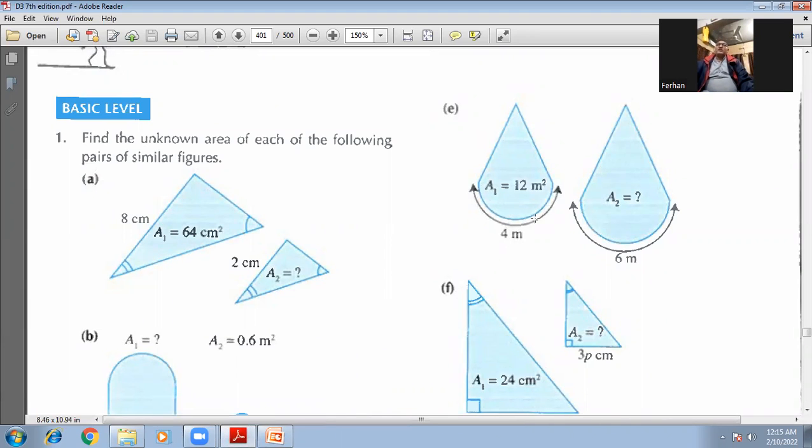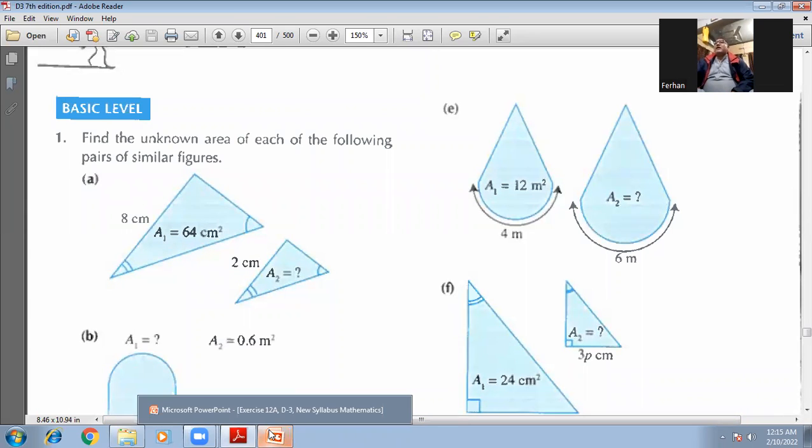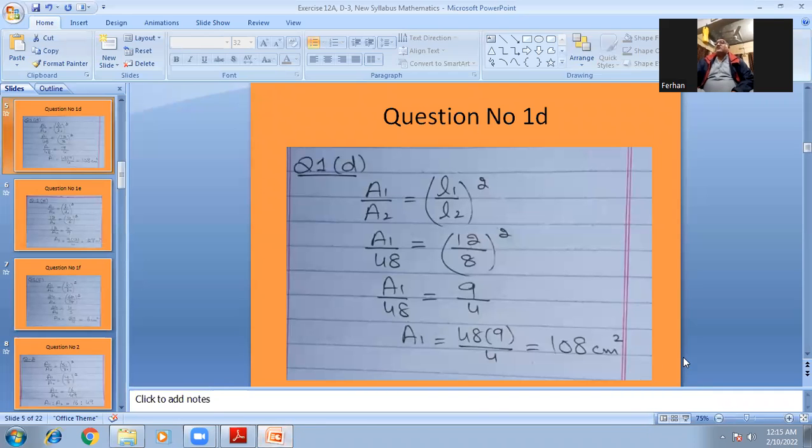So here we have two similar diagrams. The area 1 is 12 meters square, the arc 1 is 4 meter. Area 2 is the question, and the arc 2 is 6 centimeter. Remember one thing: the length, the width, depth, height, perimeter, circumference, arc length, they all are like length. So I will apply the formula area 1 by area 2 equals L1 by L2, or here in this case, arc 1 by arc 2 whole square. So that's the E part.